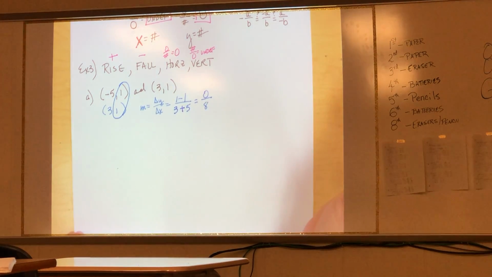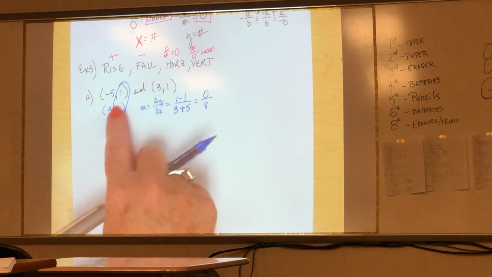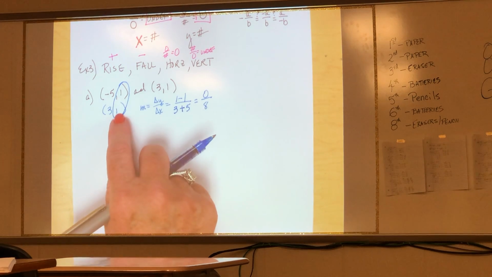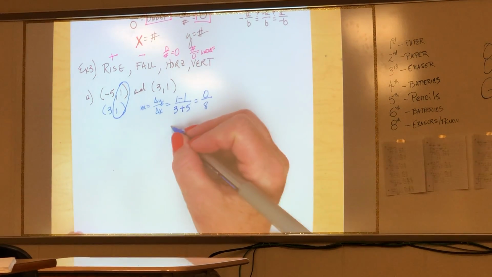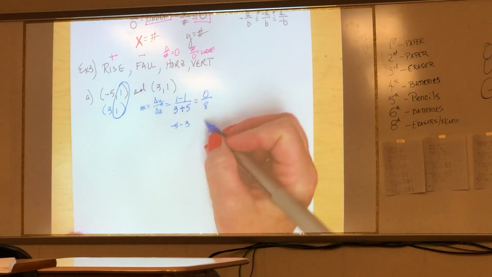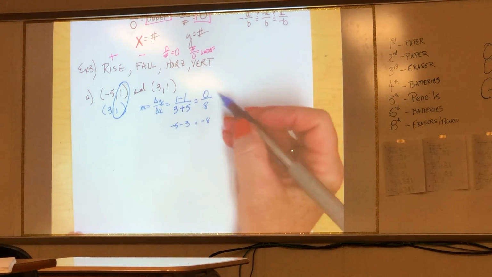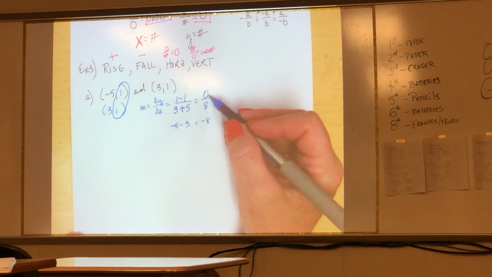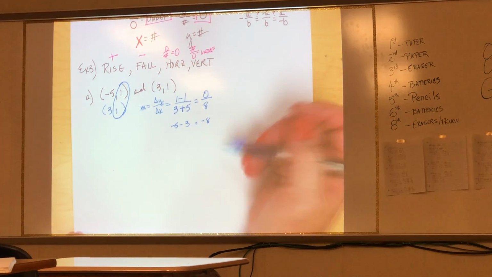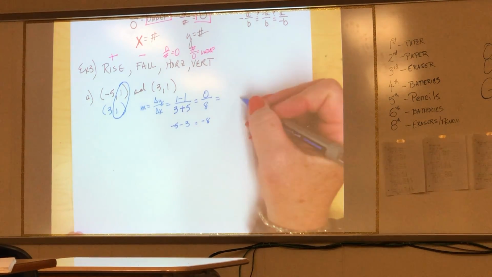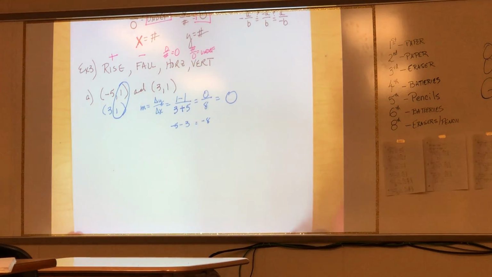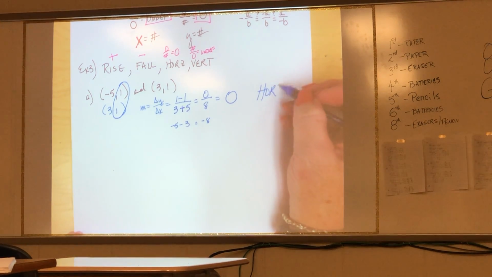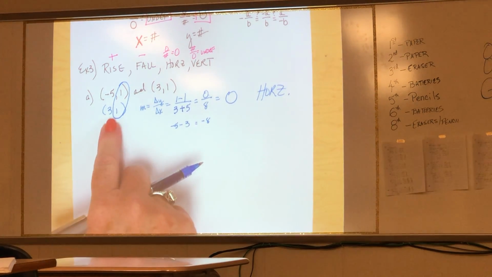Now what I want you to see is even if you did it the other way, even if you said 1 minus 1, and on the bottom you said negative 5 minus 3, what's negative 5 minus 3? -8. Is 0 over 8 the same thing as 0 over negative 8? Yes. So it doesn't matter what order. What is 0 over 8? 0. What is my line doing? Rising, falling? Is it horizontal or vertical? Horizontal. Very good.